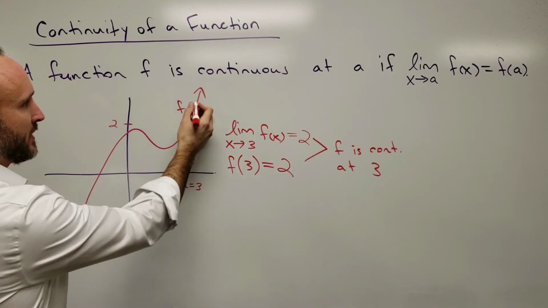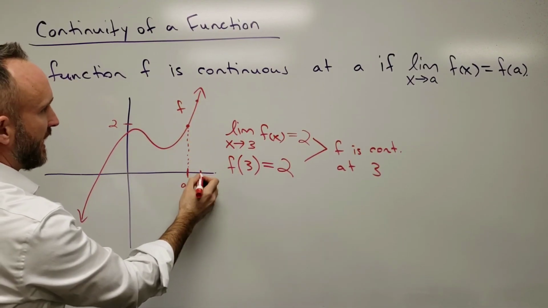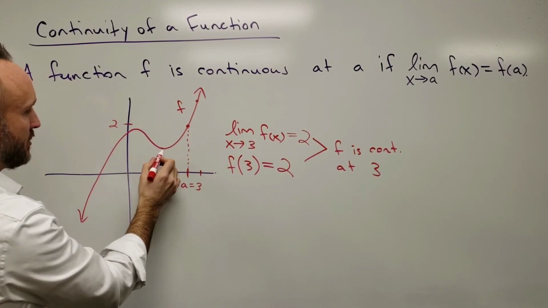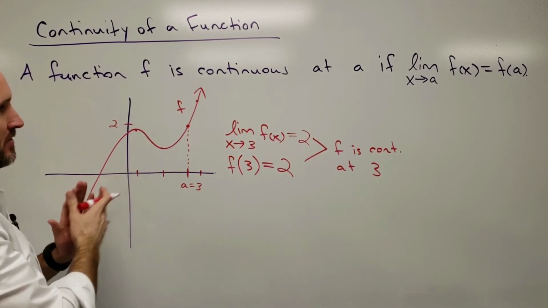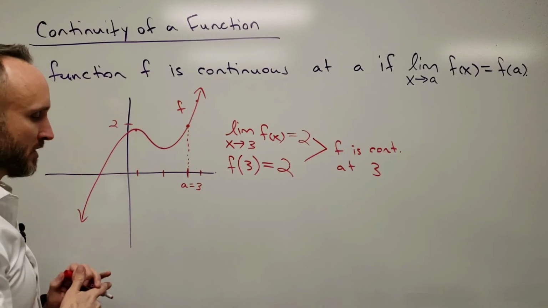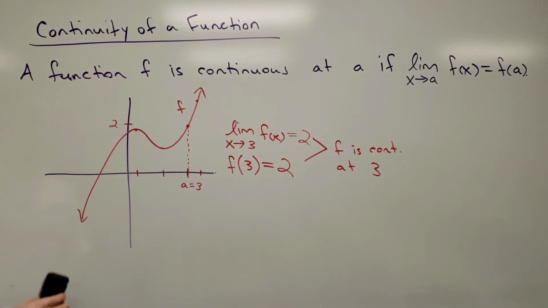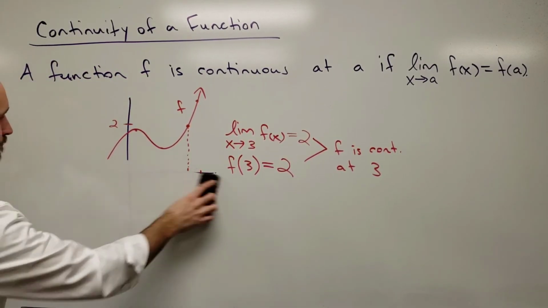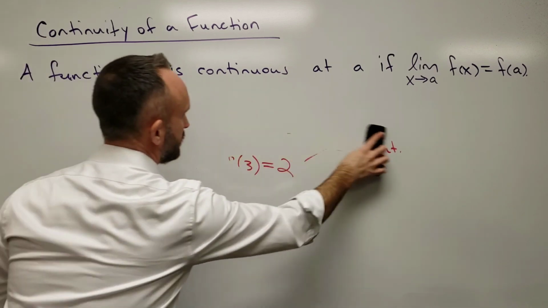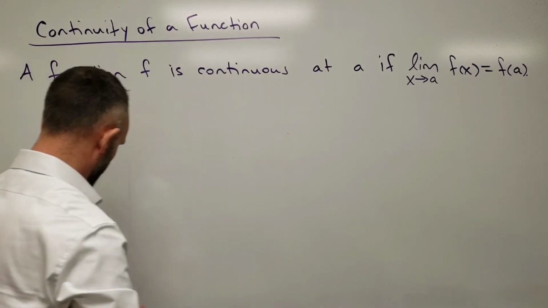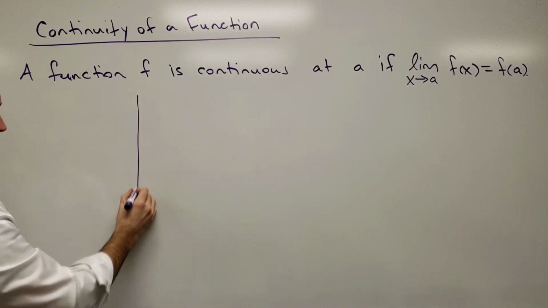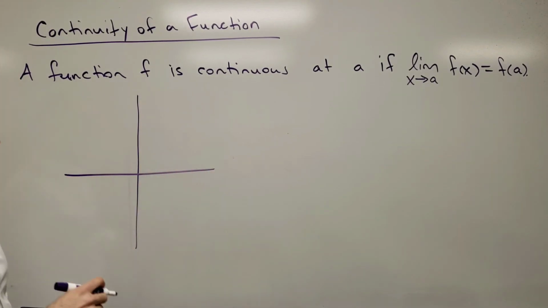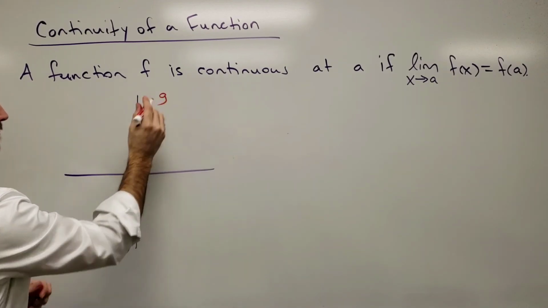So you can see that at this x value, at this x value, at this x value, every x value on this graph, this function is continuous. Okay? So pretty straightforward there. Let's look at a more interesting example. Let's consider a function that looks like this. We'll call this function g.